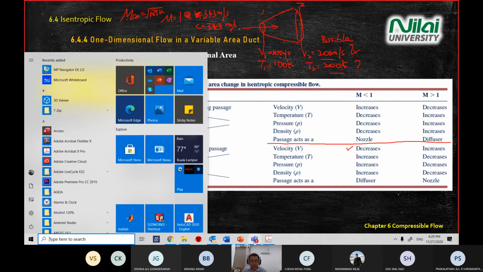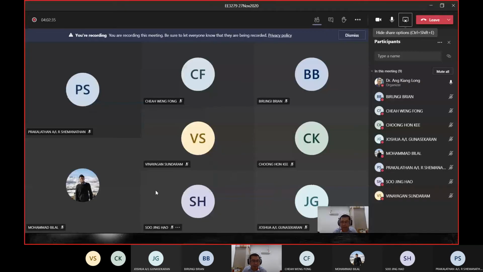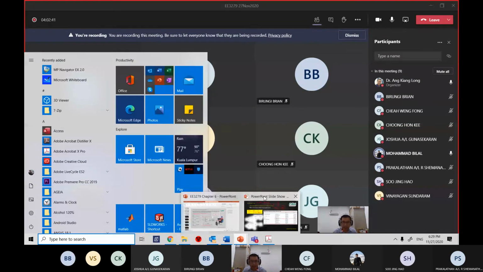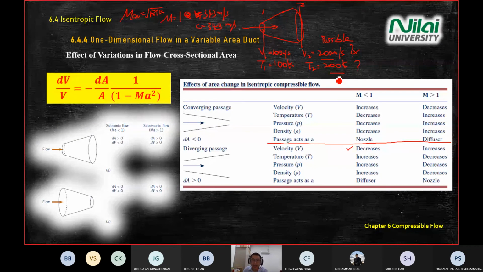Okay, I'm going to ask the second one from the team. Bilal, are you there? Yes, sir. Is it possible to reach 200 Kelvin? It should be possible because temperature increases in the diverging passage. Correct. The answer is correct.